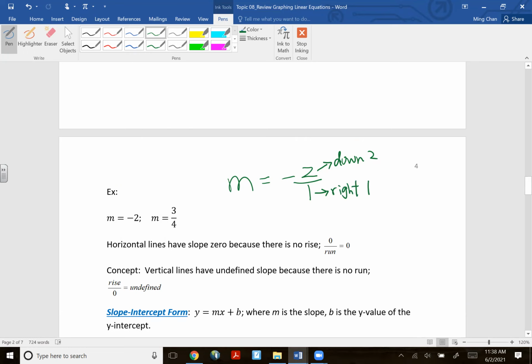Okay, same pattern. Say m equal to 3/4. Since this slope m is positive, positive slope means the numerator tells you to go up 3 places. The bottom is always run to the right. So other than the steepness of the line, slope also tells us how to go from one point to the next point on the line.